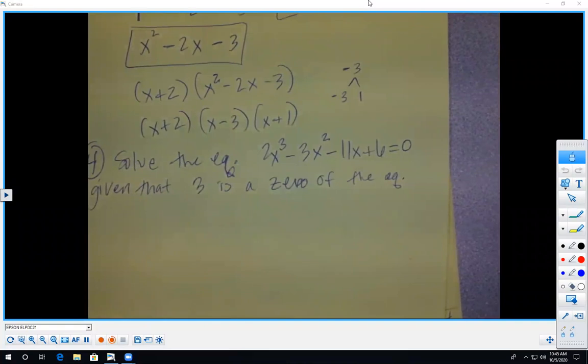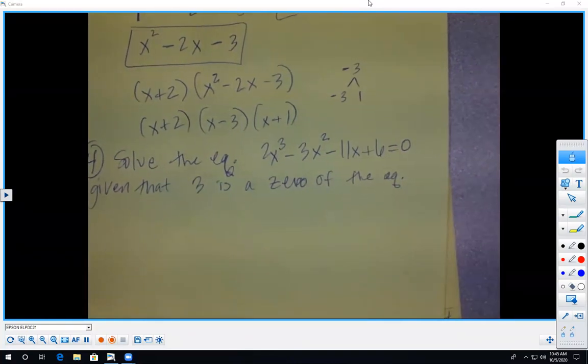Okay, so I said solve it. How many answers does this problem have? 3 answers. What is one of those answers? 3. I told you one of the answers, okay? You got to find the other 2.